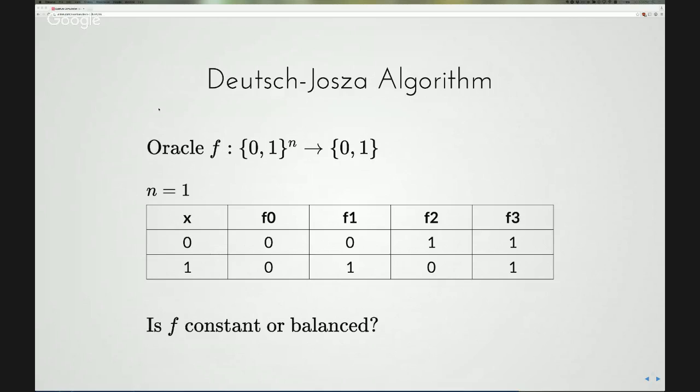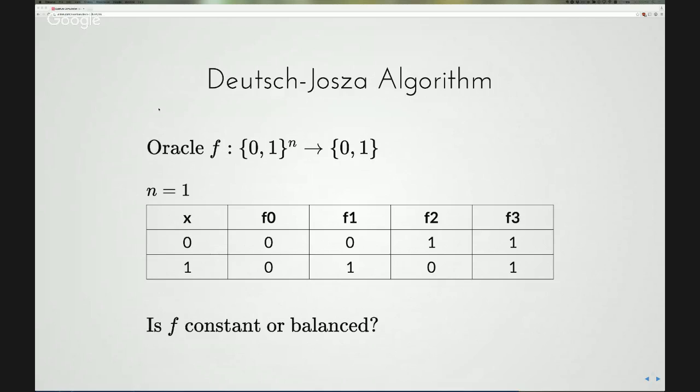Let me clarify. If f is constant, it always outputs the same number regardless of the input. For example, I wrote down something that looks like a truth table that lists all possible functions, f0, 1, 2, 3. In our case, f0 and f3 are constant because no matter what the input is, they always output the same number. And if it is not constant, we call it balanced. Let's say we don't know what f really is, but we know this property of f. Can we tell if f is constant or balanced?